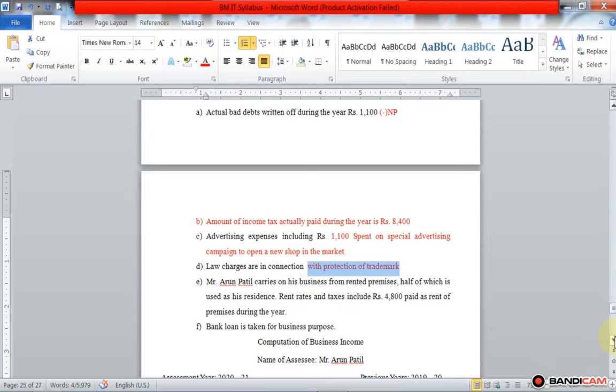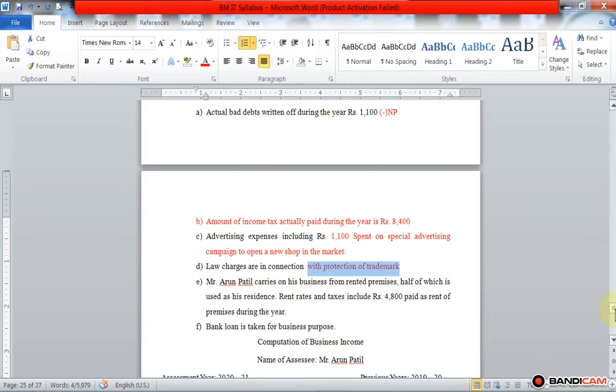The 4,800 rent is divided into two parts, business and residence. So 4,800 divided by 2 gives 2,400 as the rent of the residence, and this rent is disallowed and added to net profit. Okay, so we have read all the adjustments. The last adjustment is that the bank loan is taken for business purpose, so interest on the bank loan is an allowable expenditure.